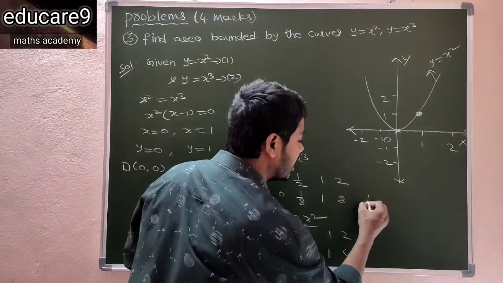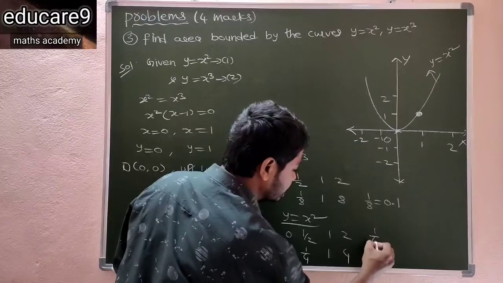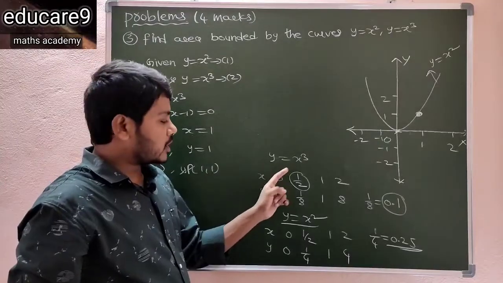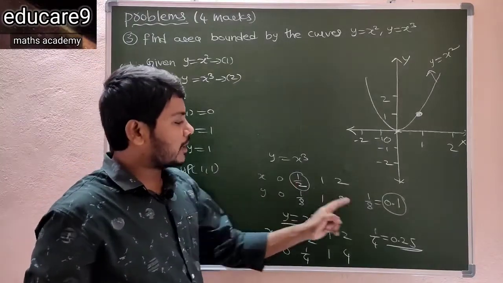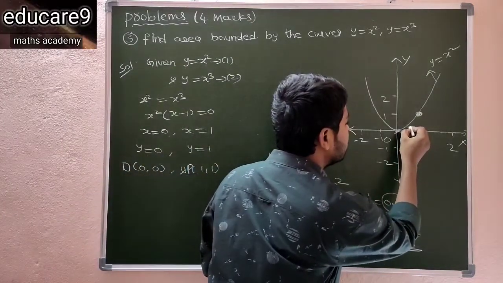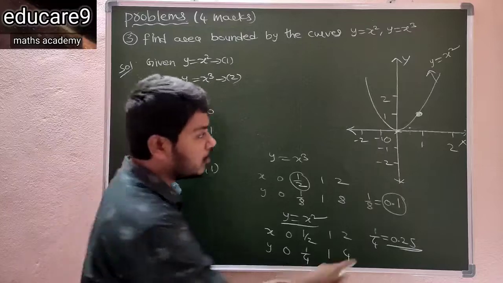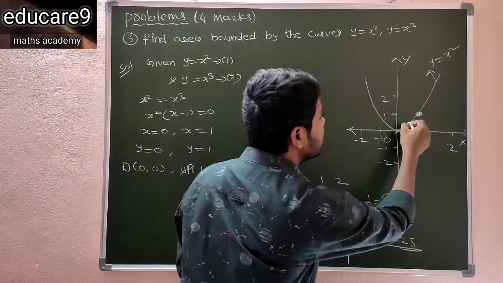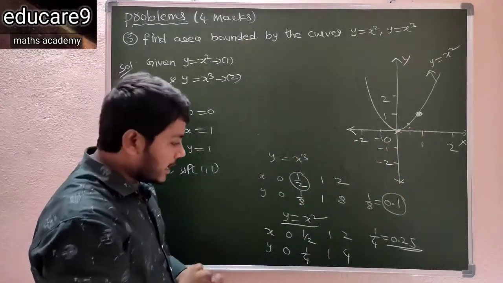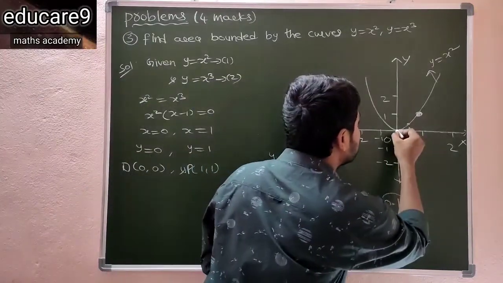So clearly the 1 by 8 value is 0.1 something, and the 1 by 4 value is 0.25. For y is equal to x cube, x is 0, y is 0. At x is equal to 1 by 2, the y value is 1 by 8, so its value is 0.1. Suppose this is 1 by 2, so the value is 0.1. This one. But here at x is equal to 1 by 2, the y value is 0.25. So this one is the point on y is equal to x square, and this is the point on y is equal to x cube. And at x is equal to 1, the y value is 1. Here also the y value is 1. So clearly like this.